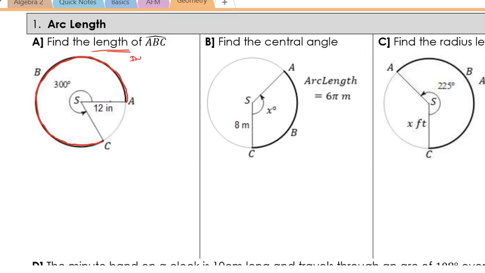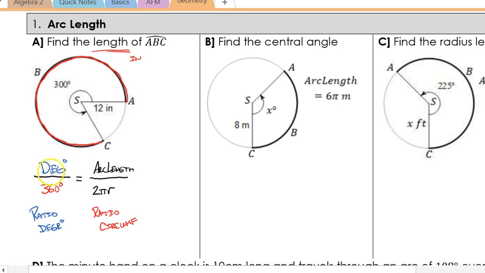So, since I'm finding arc length, we're going to set up a proportion, and that proportion is made up of a ratio of degrees, the degree measure of the central angle of the circle over the total 360, set equal to the arc length distance over the total circumference. So, ratio of degree to ratio of circumference. Well, if we're substituting in our known information, I see that I'm given the degree measure of 300 degrees, and we see that we're actually given the radius of the circle to be 12.